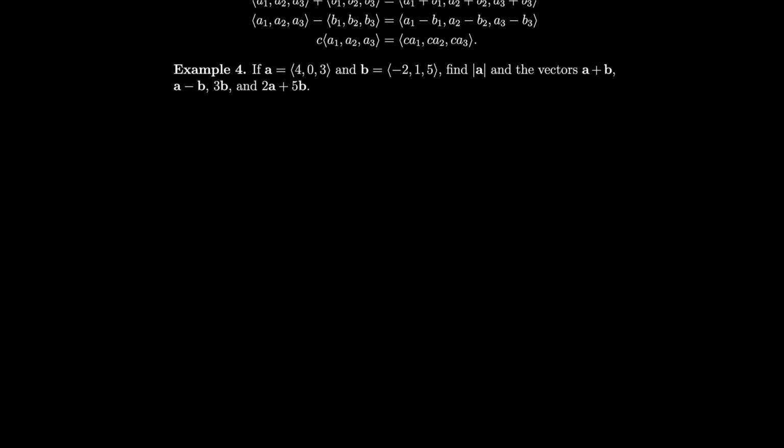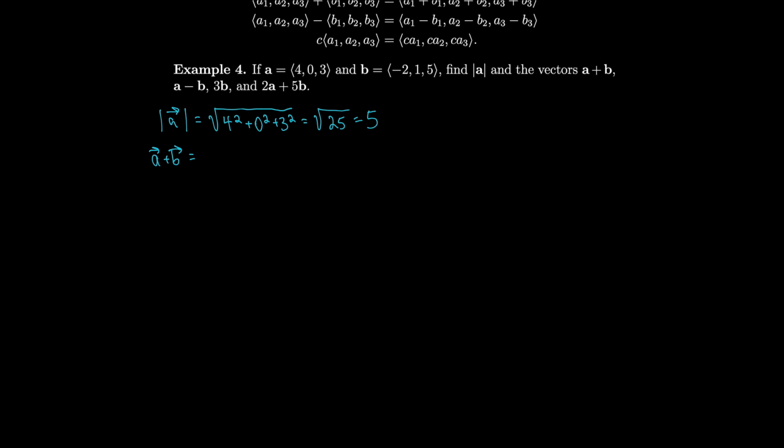So how about we try to find the magnitude, sum, difference, and scalar multiples of a couple vectors. So for the magnitude of the a that they gave us, let's do that first. We've got the square root of each of the components squared, so that's 4 squared plus 0 squared plus 3 squared, which is the square root of 25, which is 5. So that's how long a is. Okay, how about a plus b?